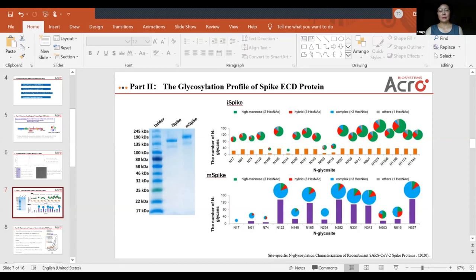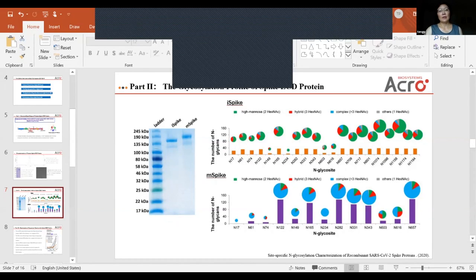native protein expression. And from this slide, you can also indirectly demonstrate that our spike extracellular proteins are more close to the native version, because most of our spike proteins are expressed in HEK293 cells. Our products should have a more close glycosylation profile to the native form.